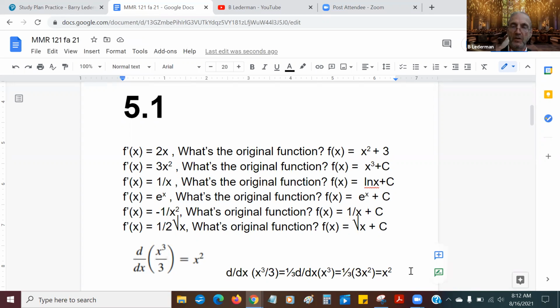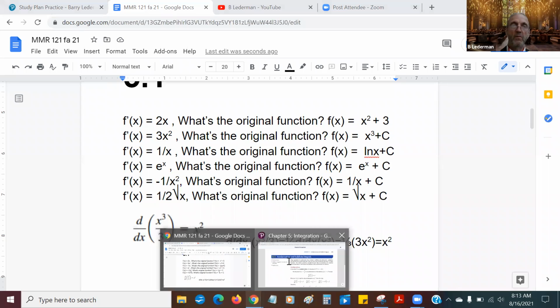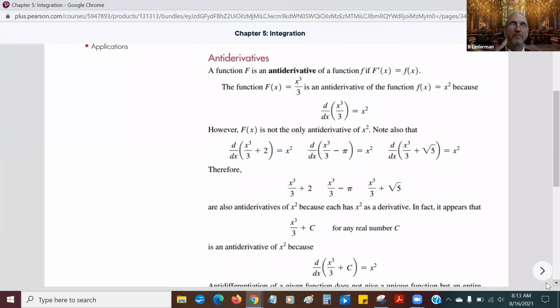Now, this idea is going to work with any power function, and we'll see in a second. In other words, the antiderivative of x squared is x to the 3rd over 3. The antiderivative of 2x is x squared, which means the antiderivative of x is x squared over 2. I'll spell that out in a moment when we get to the formula for this. So, let's see.